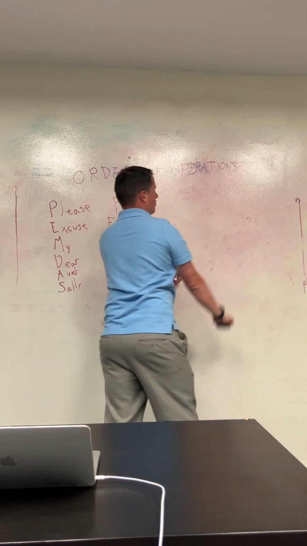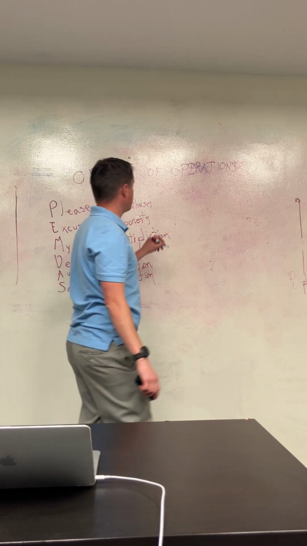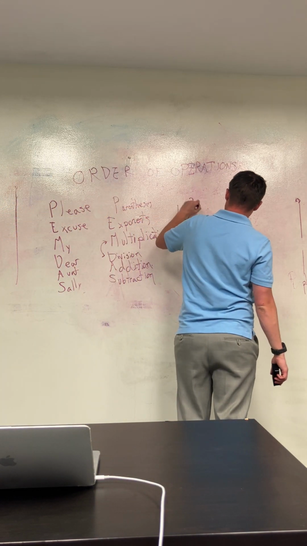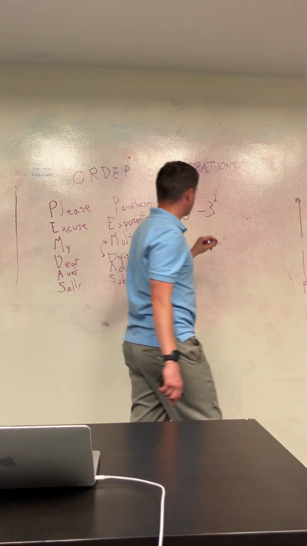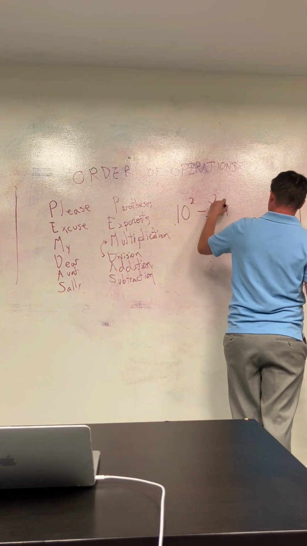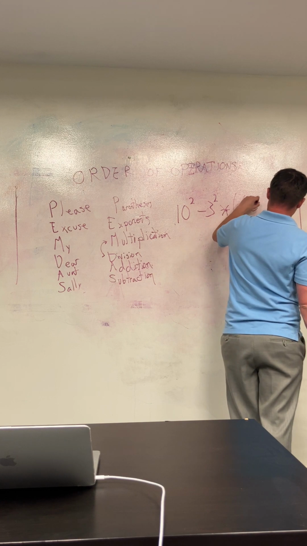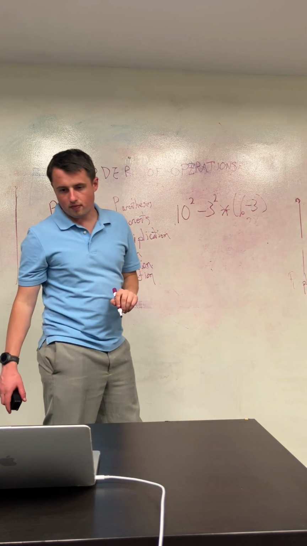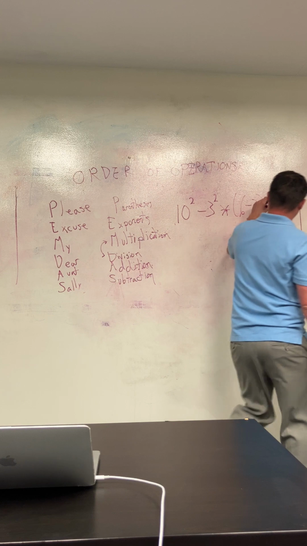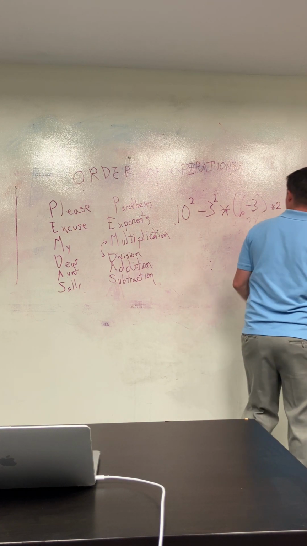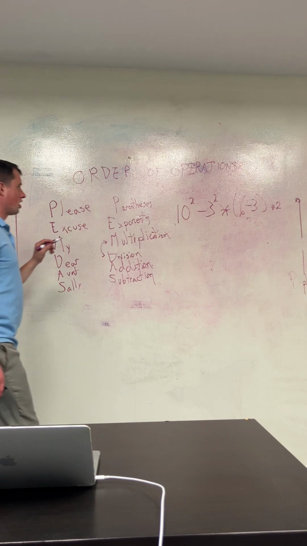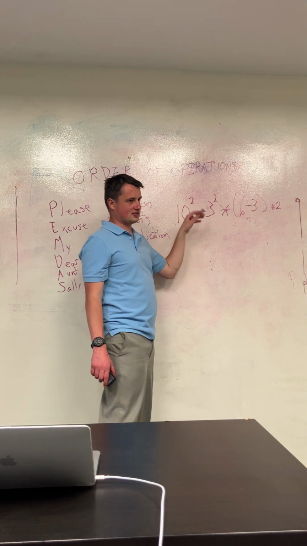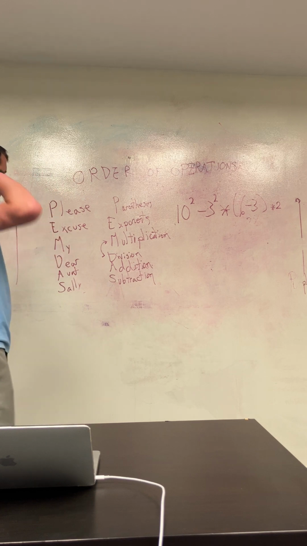I'm not going to necessarily work this out on your own, but I'm going to have you tell me what to do. 10 squared minus 3 squared times, in parentheses, 6 minus 3, times 2. All right, so if you are unfamiliar with what exponents do, that's fine, I'll talk about that as we're doing it. But what step would you all like me to do first here?